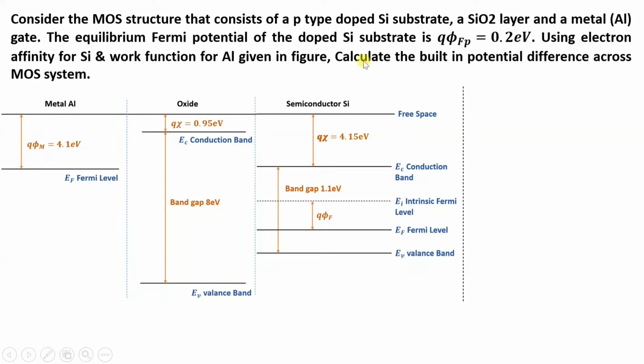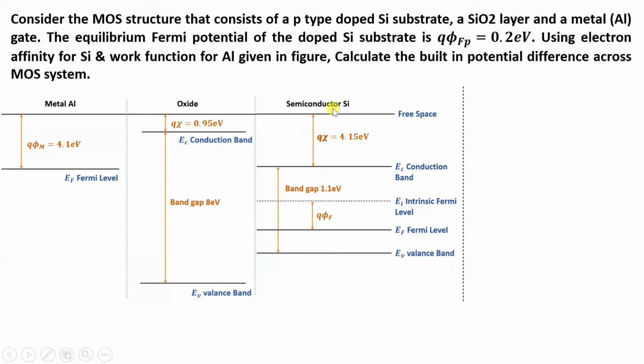Calculate the built-in potential difference across the MOS system. So the built-in potential difference is what we need to calculate. First of all, one should know what built-in potential difference is. Built-in potential difference is the difference between the work function of aluminium and silicon. So here we need to identify the work function difference between the semiconductor Si with p-type substrate and the metal aluminium.